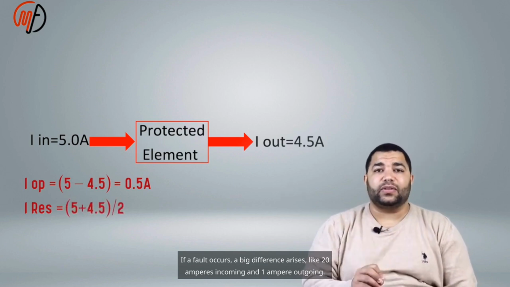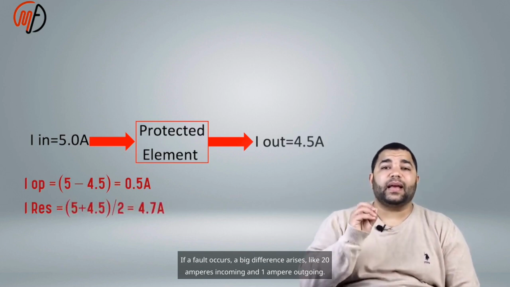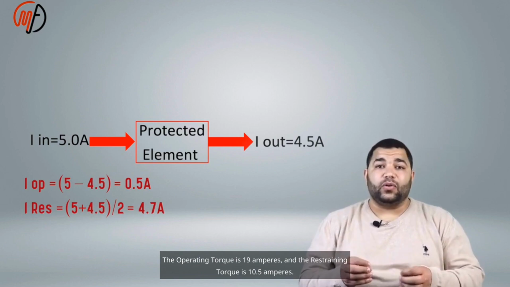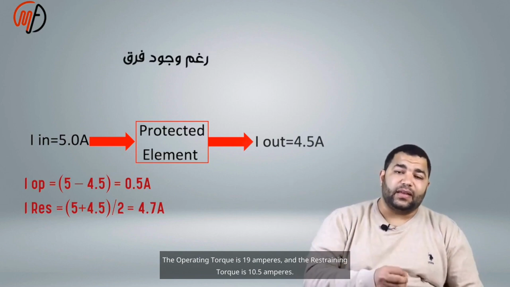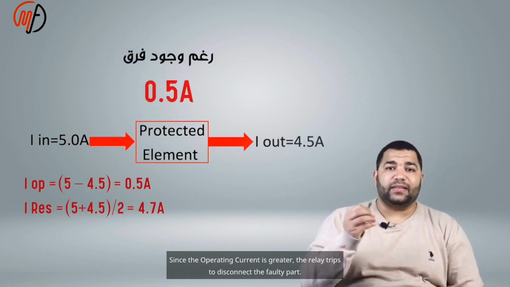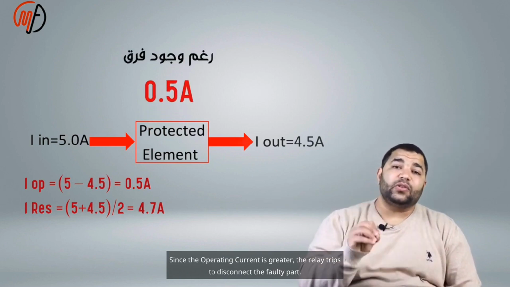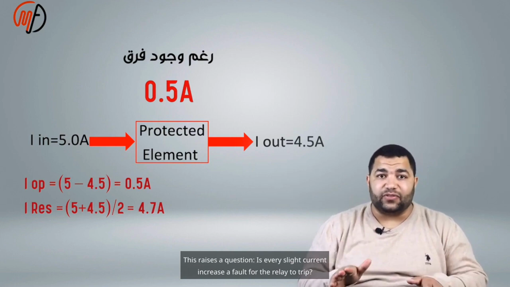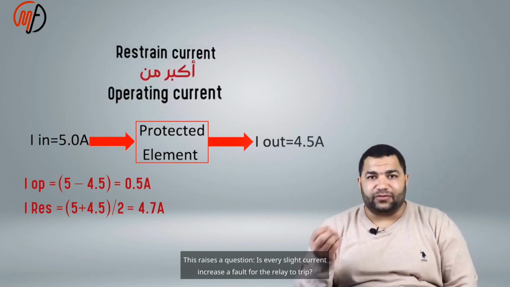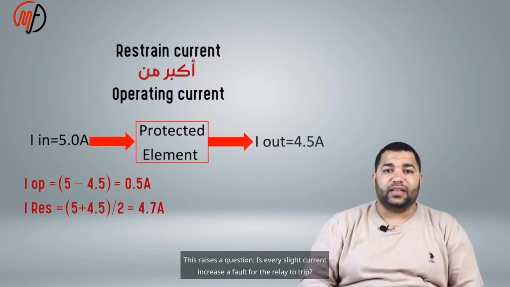If a fault occurs, a big difference arises, like 20 amperes incoming and 1 ampere outgoing. The operating torque is 19 amperes and the restraining torque is 10.5 amperes. Since the operating current is greater, the relay trips to disconnect the faulty part. This raises a question. Is every slight current increase a fault for the relay to trip?